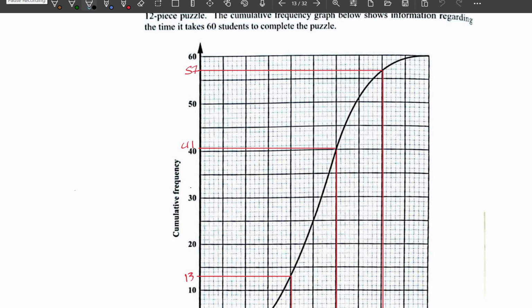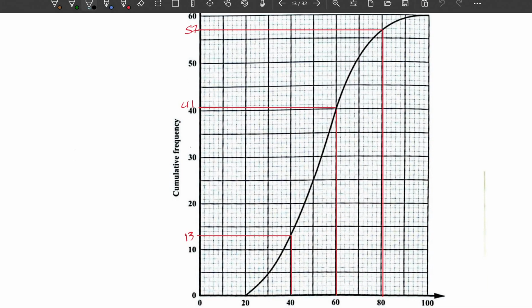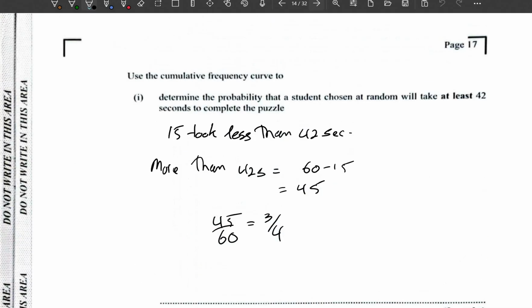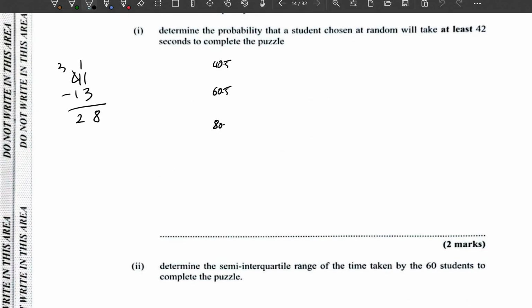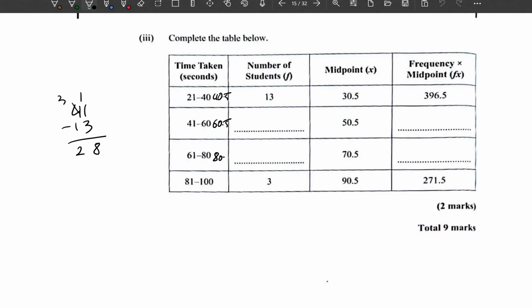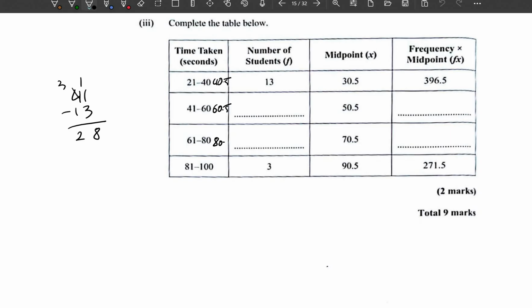Let's now use these points to determine the amount of students for each range. So we see between 40.5 and 60.5, we go from 41 to 13. So going from 41 to 13, that's going to be a difference of 28. So we have 28 right here.